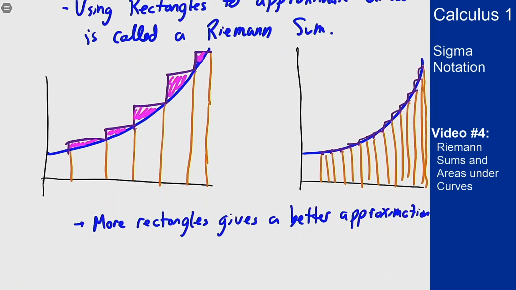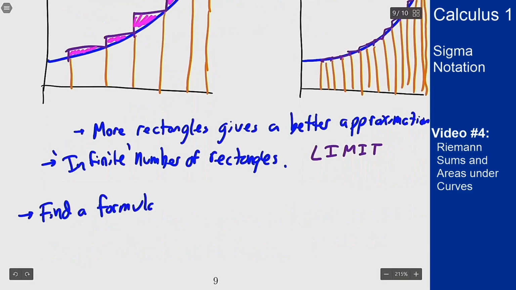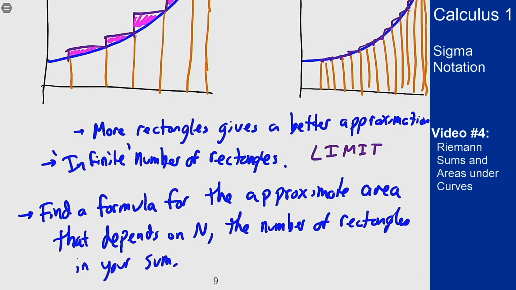How do we get the actual area? Well, we get the actual area by taking a so-called infinite number of rectangles. How do we get this? This is a limit. The idea is basically find a formula for the area under the rectangles depending on the number of rectangles you take. So find a formula for the approximate area that depends on n, the number of rectangles in your sum. Then send n to infinity and see what happens.